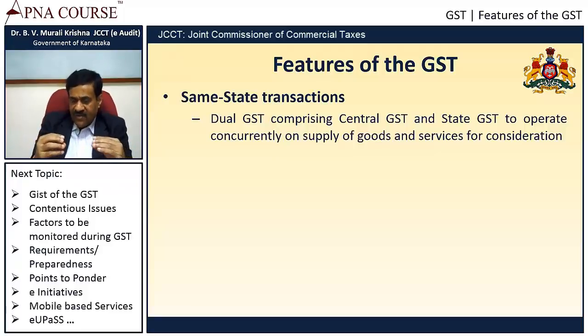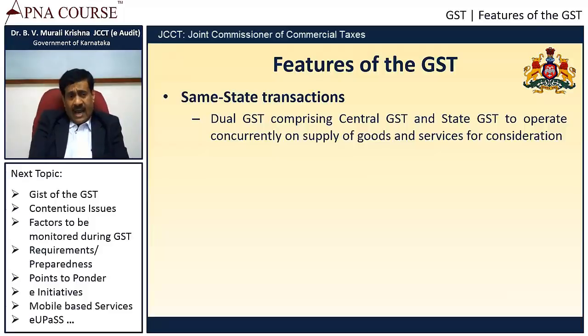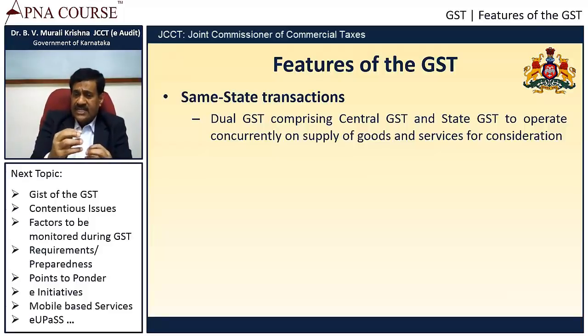To give an example, once again, a motor vehicle manufacturer makes goods worth 5 lakhs and they have been supplied. There are two rates of taxes that will be levied. One is CGST at 10%, say, and SGST at 10%. So on 5 lakhs, 10% is levied by the central government and another 10% is levied by the state government on the same 5 lakhs.